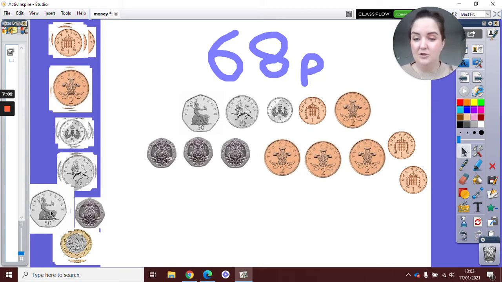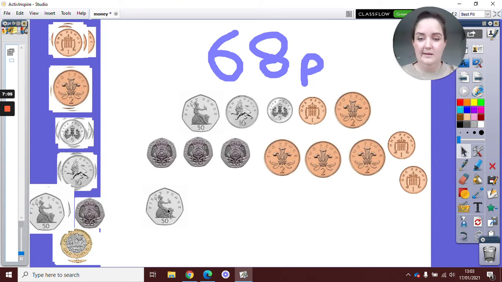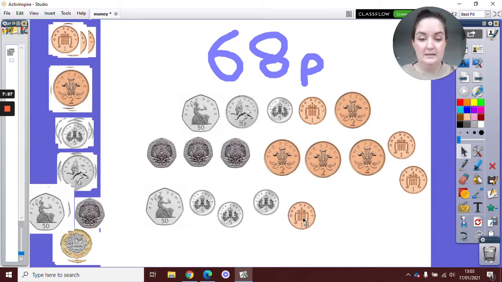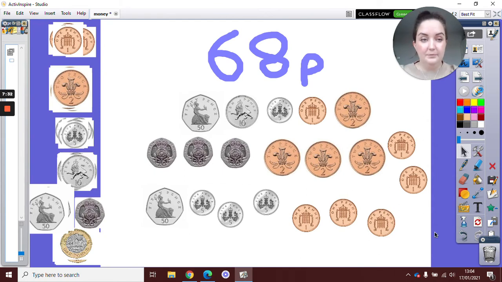Let's have a think. I'm going to do a 50 pence again. Now, if I didn't have a 10p, I could use a 5p and a 5p. 5 add 5 makes 10, 50, 55, 60. And I'm going to do another 5, which makes 65. And I'm going to use some pennies. 65, 66, 67, 68. There we go. So there are 3 ways to make 68p.